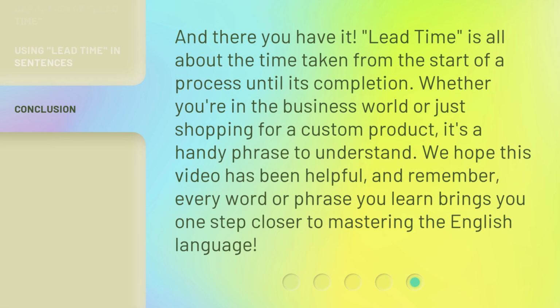And there you have it. Lead time is all about the time taken from the start of a process until its completion. Whether you're in the business world or just shopping for a custom product, it's a handy phrase to understand.